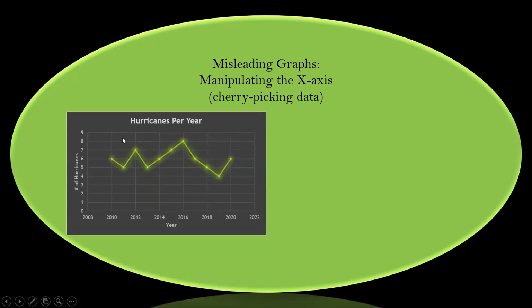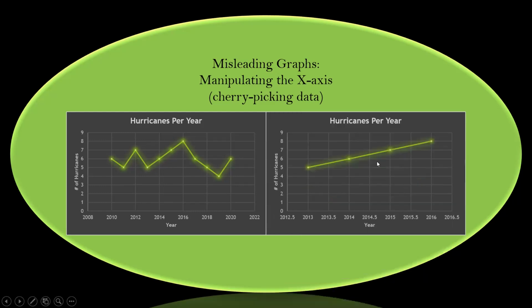So here's my fictitious hurricanes by year, and over the long run, I don't see any nice trend that says it's going up or down. It just seems to be fairly random, holding steady around 6 or 7 per year. But what if I decided to selectively choose these 4 years? Then it looks like there's a nice steady trend of hurricanes increasing year by year. So in this case, I have cherry picked this data set in order to get this graph.